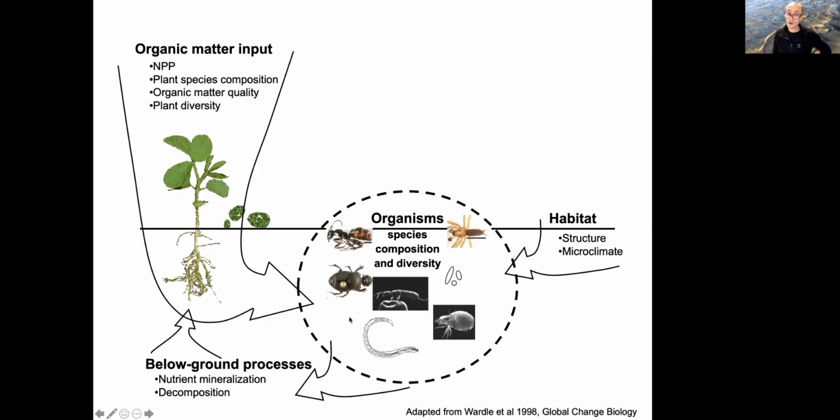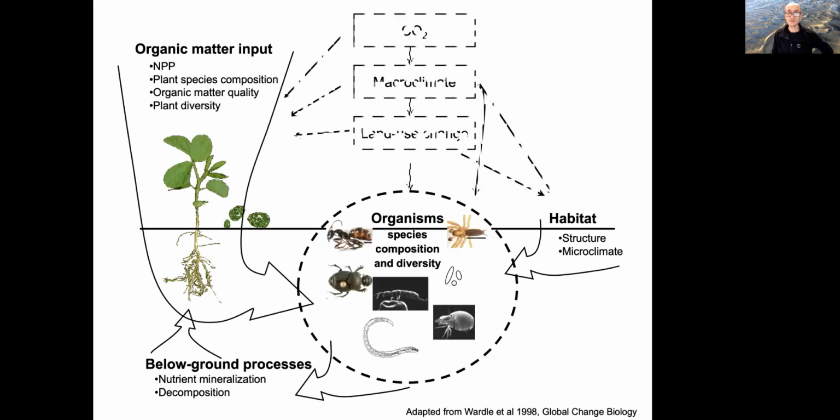There's a range of these organisms that are also involved in regulating the fluxes of those organic materials in the soils. And of course, we can make this more complex by looking at how the above ground environment might affect this. Things like the macroclimates and carbon dioxide concentrations, as well as land use change. All of these affect how plants grow. All of these affect how habitats are structured. They may have a direct effect on the organisms there as well.